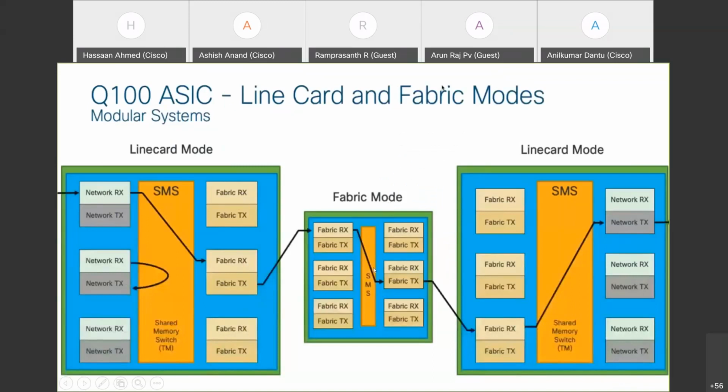Now, in case it's a fabric card, then all the slices will get programmed as a fabric element. So is that configurable? Yeah, I got your point. So is that configurable? No. Like, no, right? Okay. No.